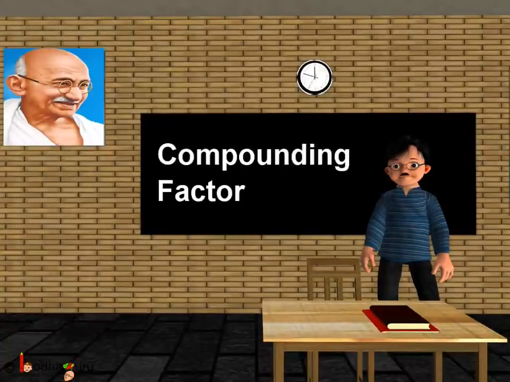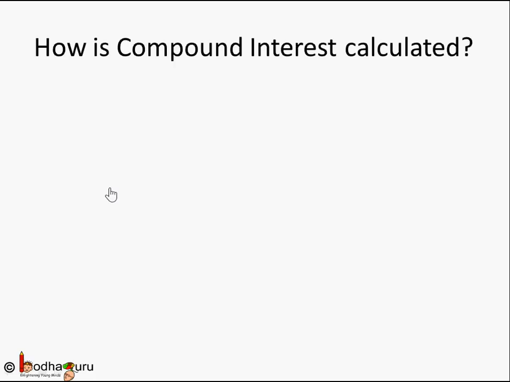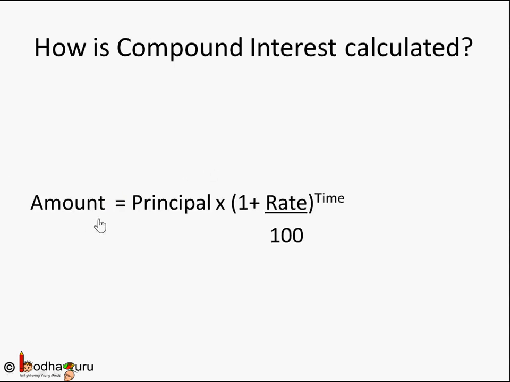Hello friends, in this lesson we are going to learn what is the role of compounding factor in compound interest. How fast is the compounding factor playing? So remember, how is compound interest calculated? We learned this formula: amount is equal to principal into 1 plus rate of interest by 100 whole bracket time, the duration.